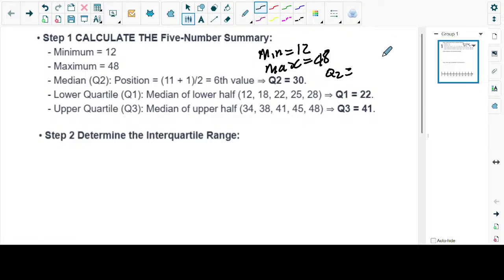Do we have an odd set of data or an even set of data? This time we had an odd. So we're going to count the number of values that we have and check whether they are odd or even. Now let's try to count them: 1, 2, 3, 4, 5, 6, 7, 8, 9, 10, 11.